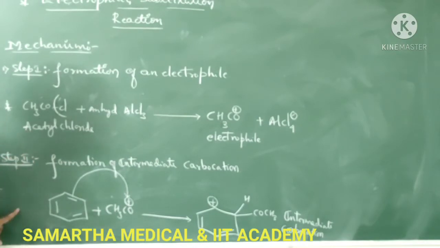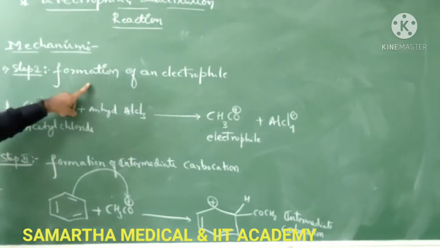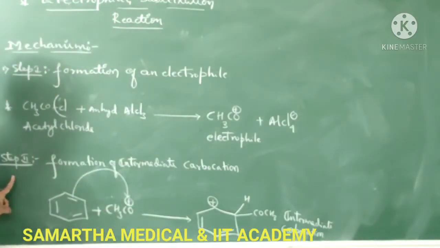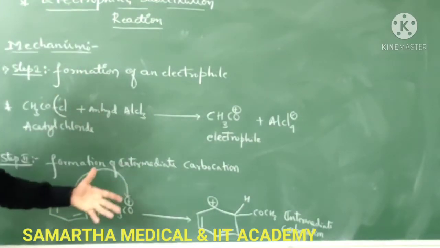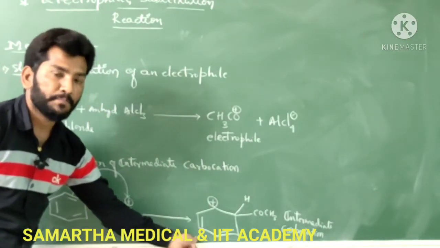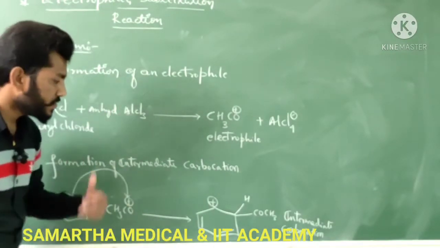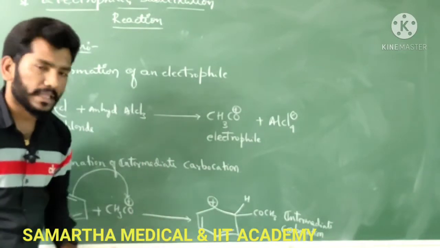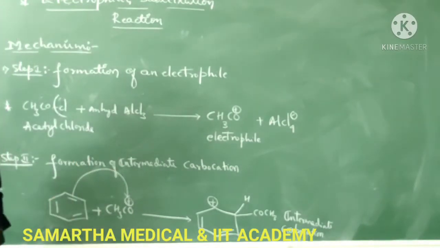So please take down. Step one is formation of an electrophile. Second step is formation of an intermediate carbocation, which we produced here. The third step is that from the intermediate carbocation we remove one proton, thereby we get our actual compound. So let's take down the third step.